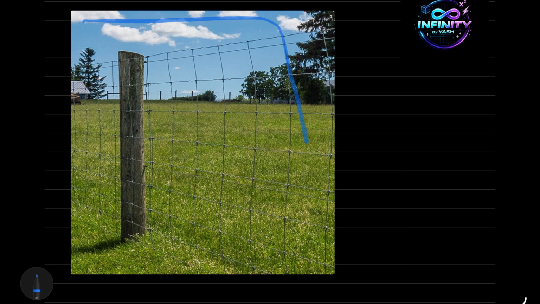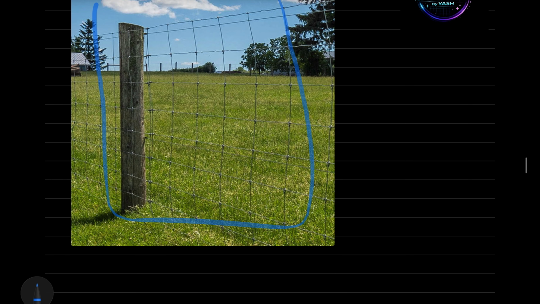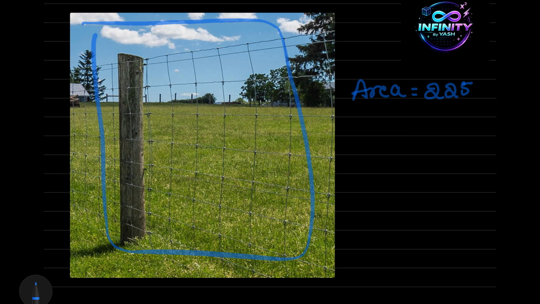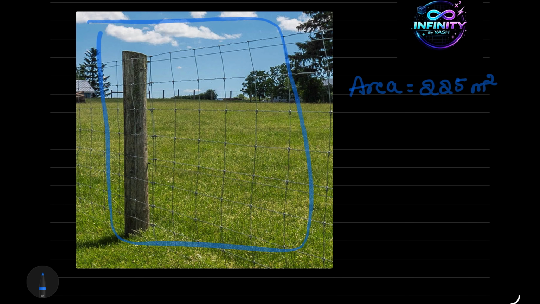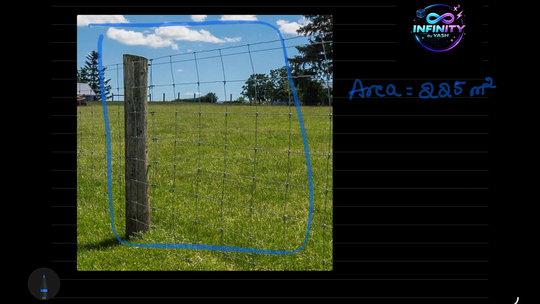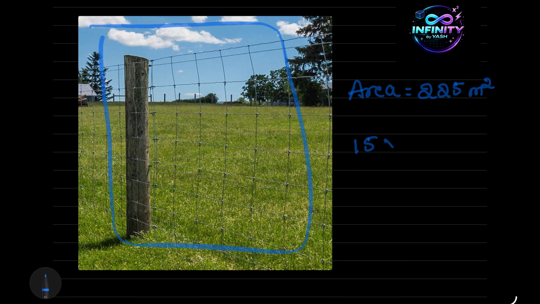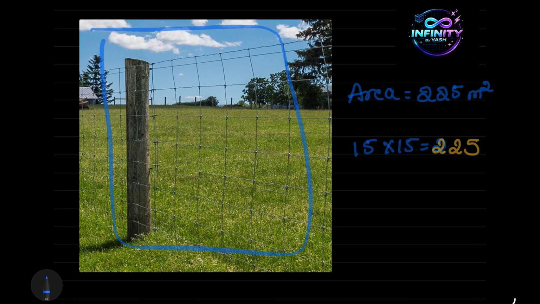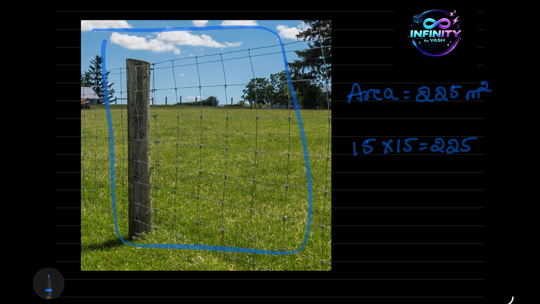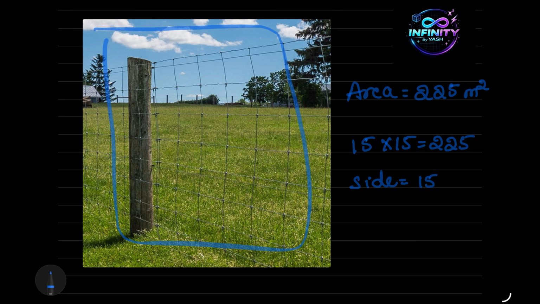A farmer has a square-shaped field. Its area is 225 square meters. He wants to build a fence around it. Before buying the fencing material, he first needs to know the length of one side. How can he find it? Think: 15 times 15 is 225. Each side is equal to 15 meters.